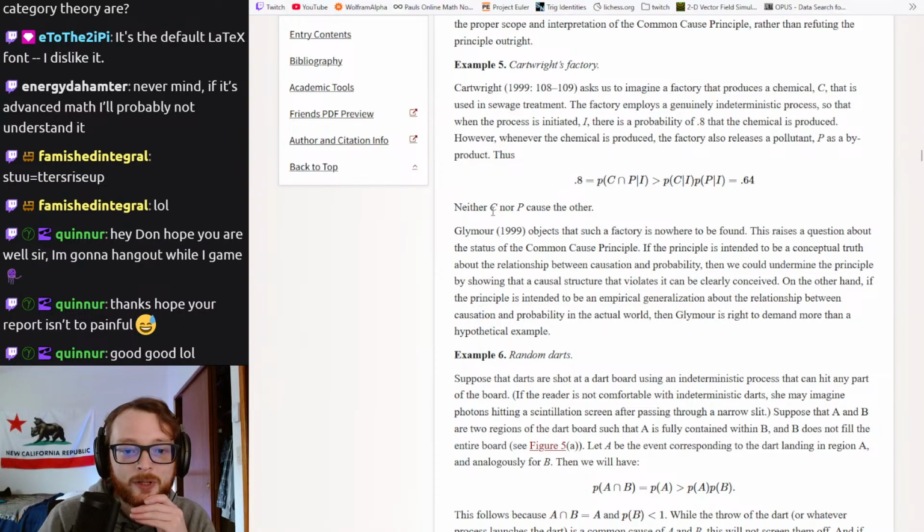Neither C nor P cause the other. This just seems wrong. When you produce a chemical, you produce pollutants. How is that not a cause? This feels again like the probability word police are out here. And maybe I'm misunderstanding something about what it means to cause, or to be a cause.